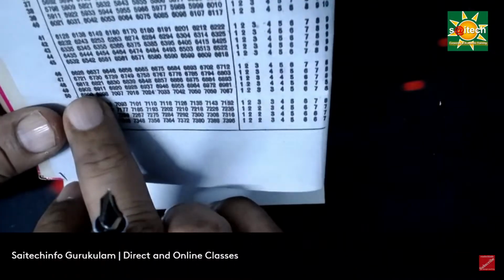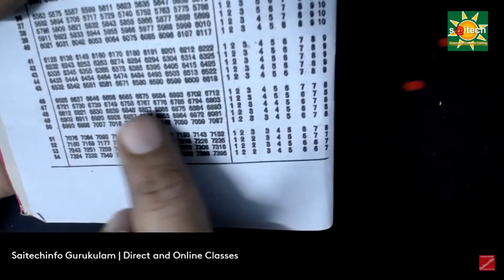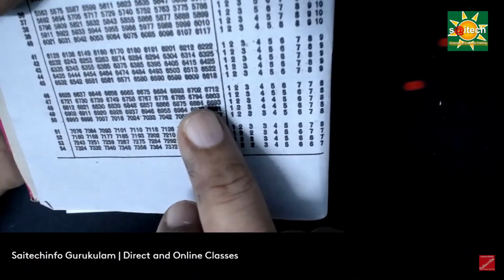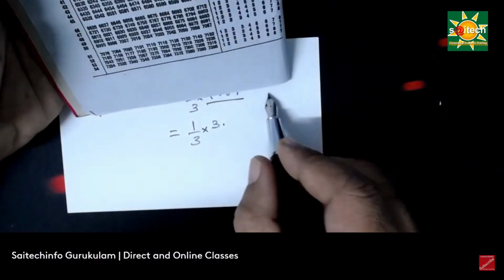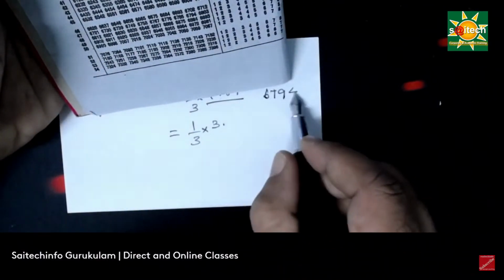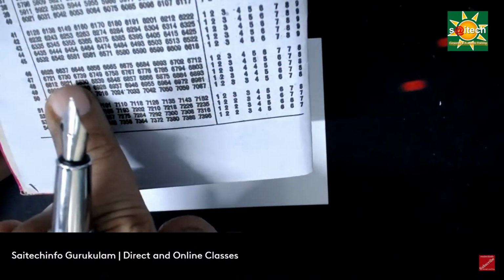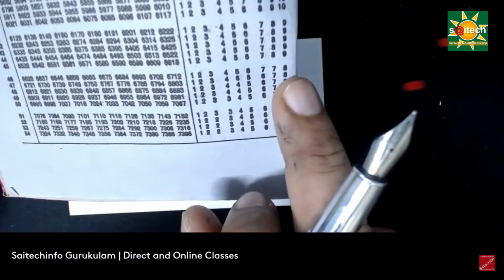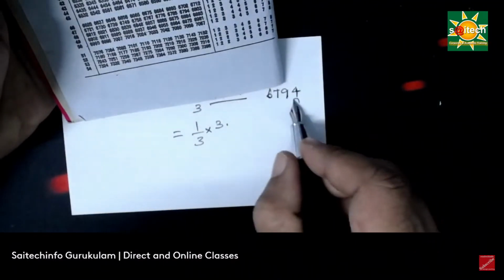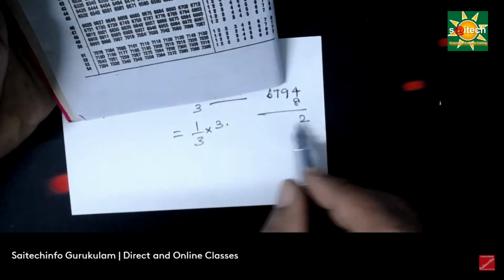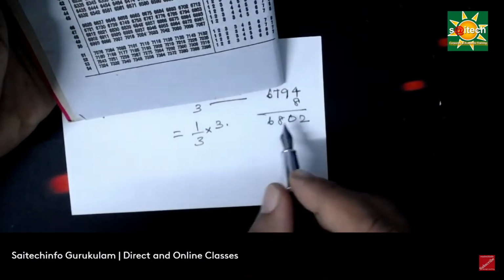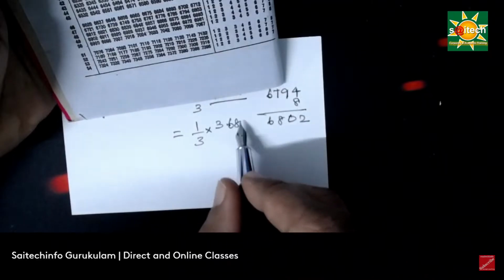So 47, 8, 47, 8, 6, 7, 9, 4. Yes, sir. So 6, 7, 9, 4 and 9 in 47. So 47, 9 means 8. So add 8 to this. 12, balance 1, 10, 8, 6. So you have 6802.